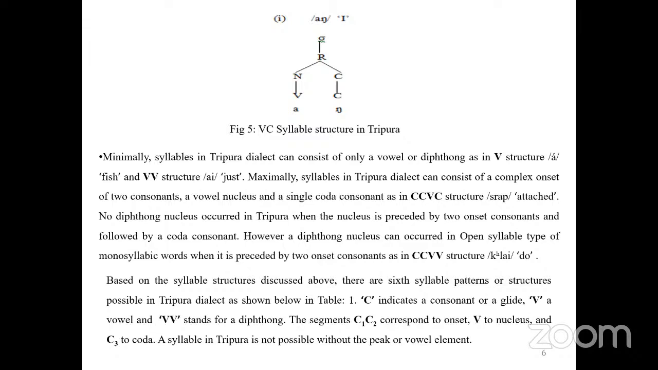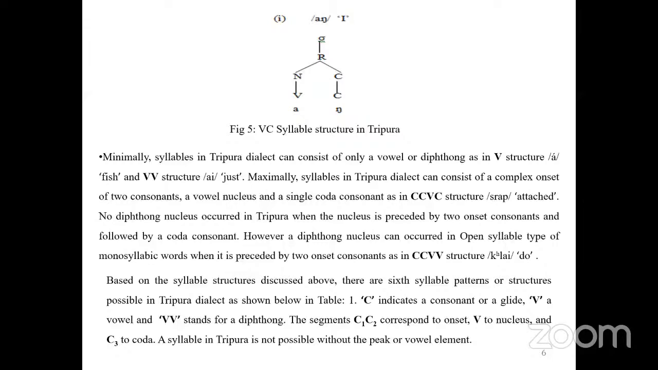For example here, a, which is fish, and the diphthong ai means just. And maximally, syllables in the Tripura dialect can consist of a complex onset of two consonants, a vowel nucleus, and a single coda consonant, as in the CCVC structure. The example I have given is shrub, which means attached. No diphthong nucleus occurs in Tripura when the nucleus is preceded by two onset consonants and followed by a coda consonant. However, a diphthong nucleus can occur in open syllables of monosyllabic words when preceded by two onset consonants, as in the CCVV structure, klai, that is do.